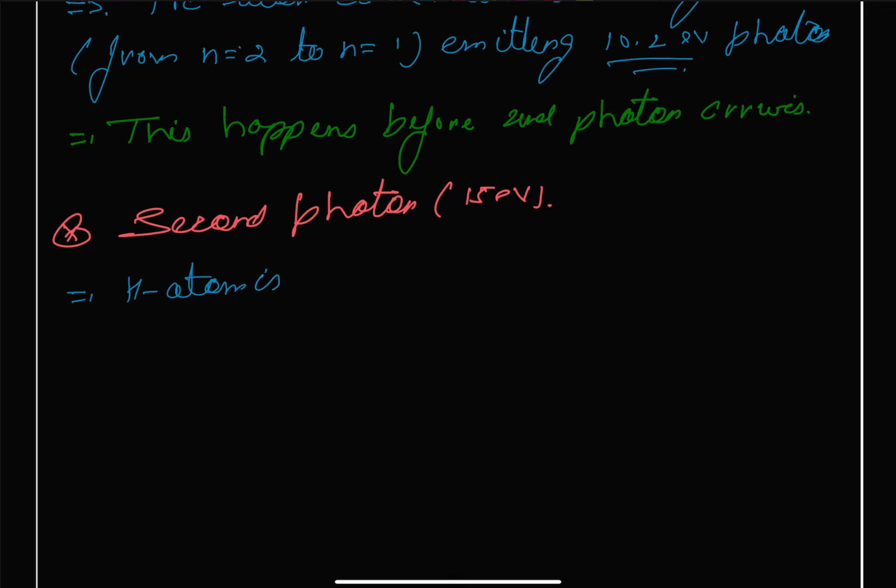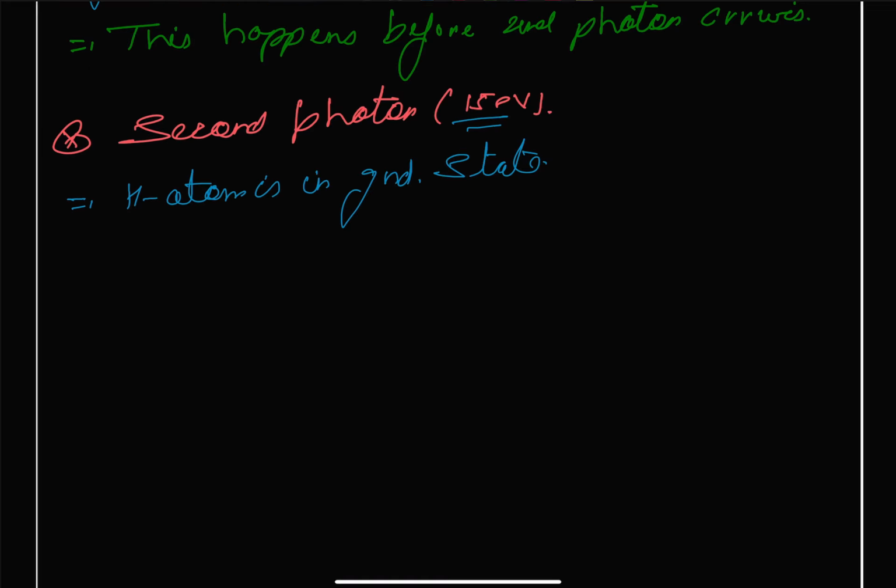Is in ground state. And second photon, the level of energy is 15 electron volt, which is much more than the ionization energy of the hydrogen for the ground state.